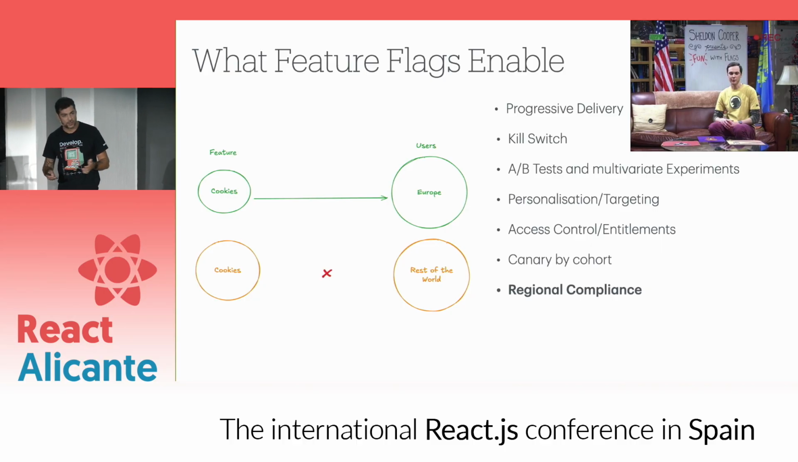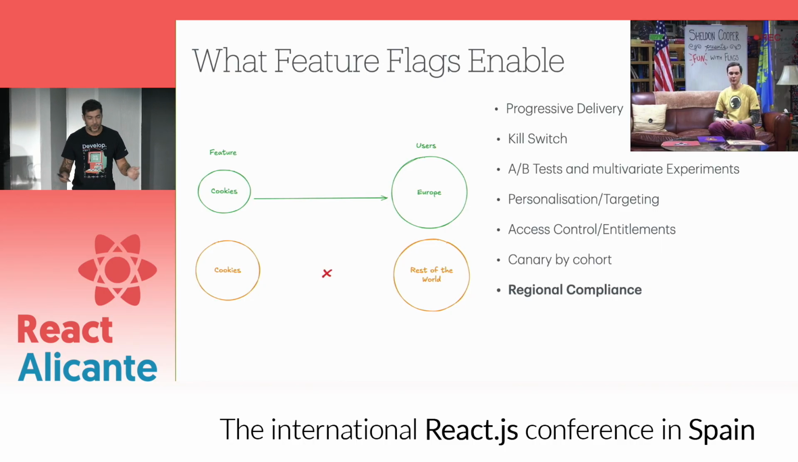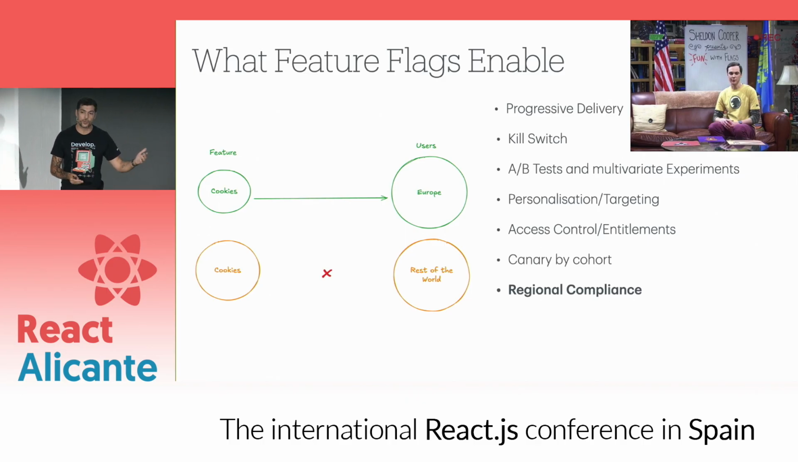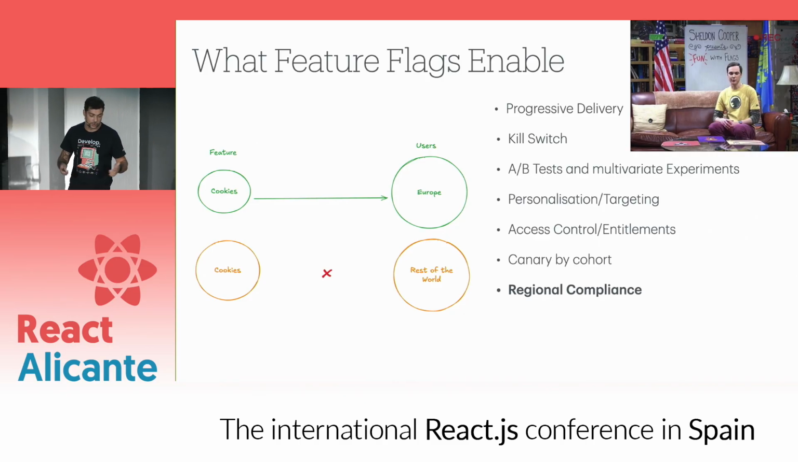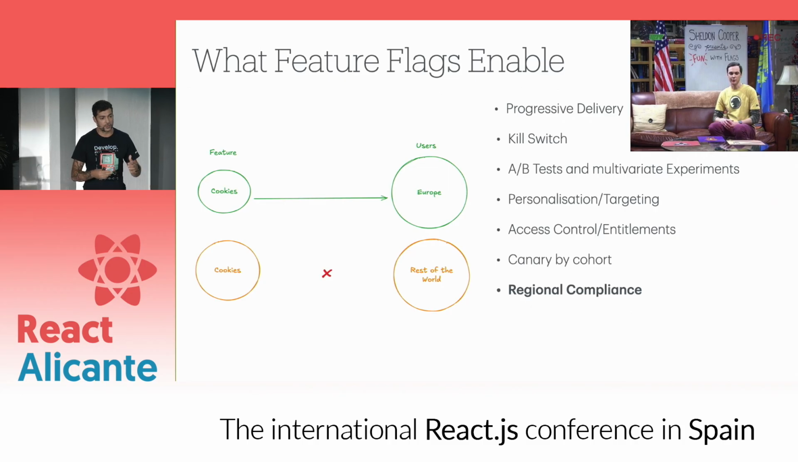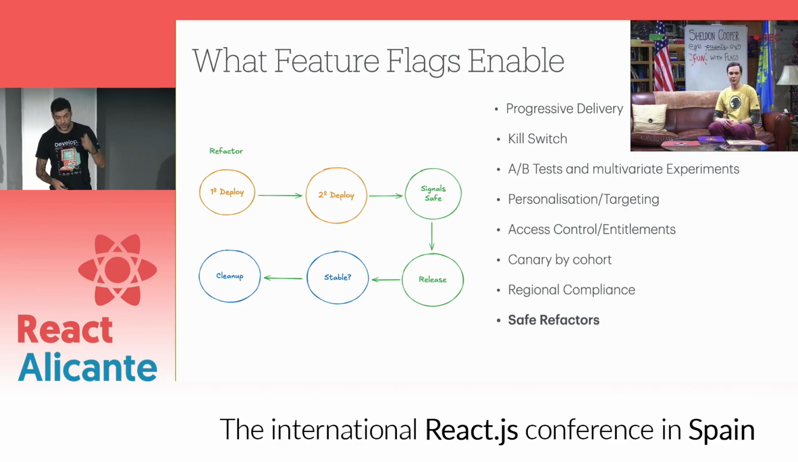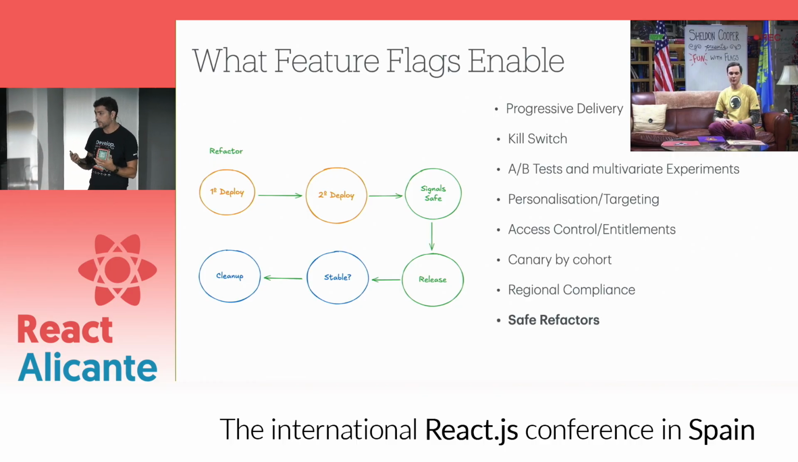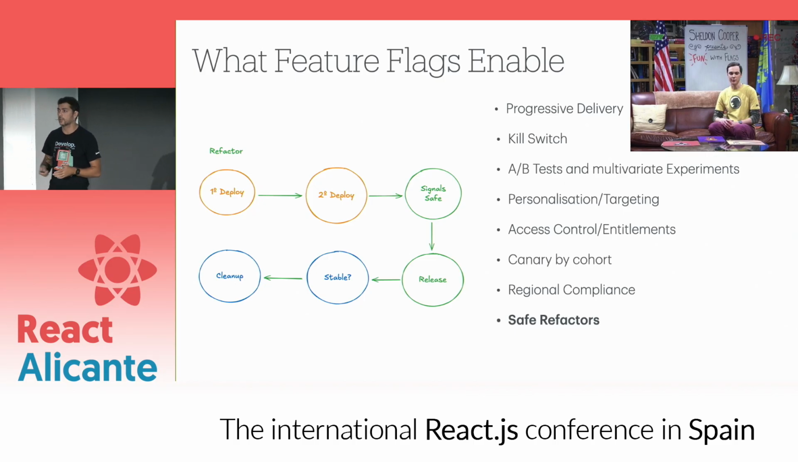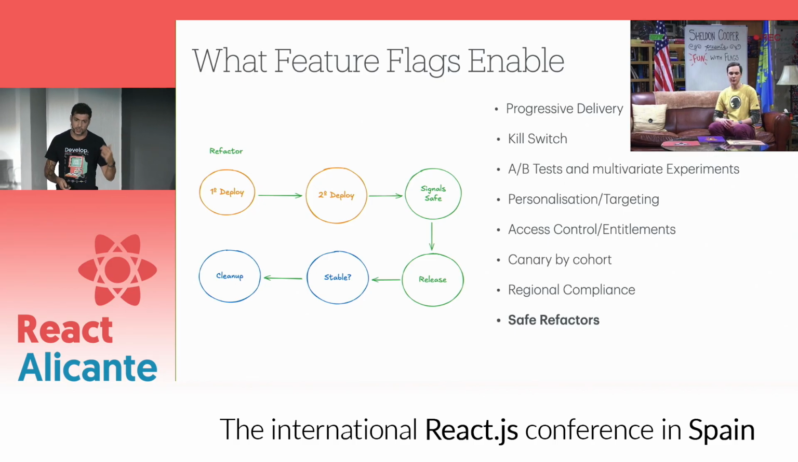Regional compliance. So we're in Europe, we see cookies. Fortunately for those outside of Europe, you can release them of seeing those cookies, so you can use feature flags to comply to the local laws that you need to comply. And safe refactors, I already talked a little bit about this. Since you have the ability to merge early, you can integrate, you can do tests, you can integrate code from several teams, and then only when all signals are safe, you can hit the release button and test it. If it's stable, clean up after.